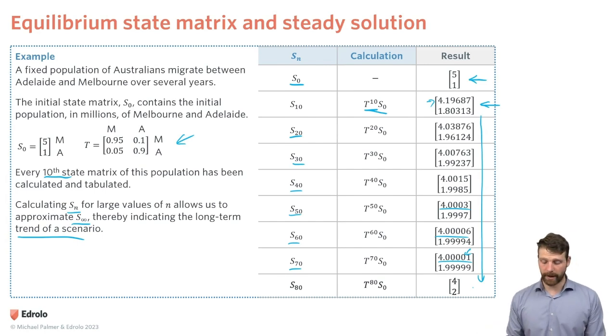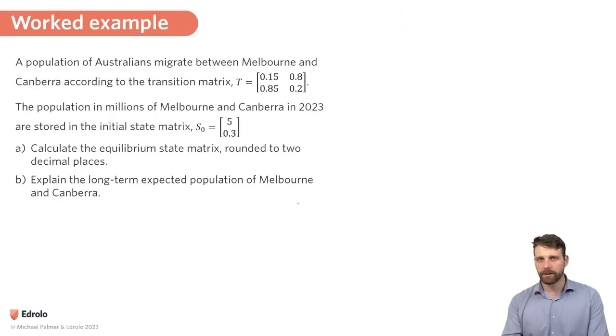I know in the textbook it might say that you only need to do 30 to 60 transitions, but I think what you want to do is you need to keep trying the calculations in your calculator until you find that point where it stops changing. Let's look at a worked example.